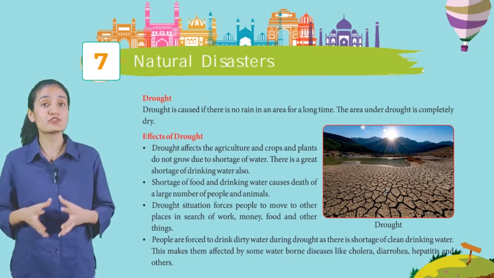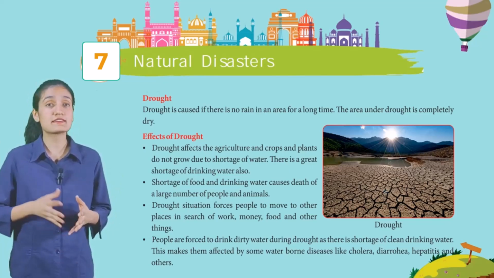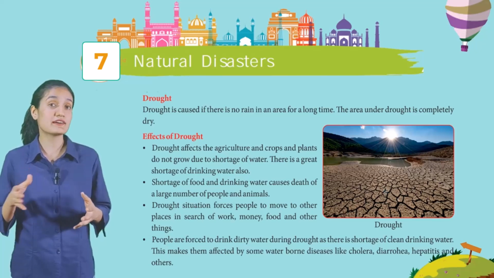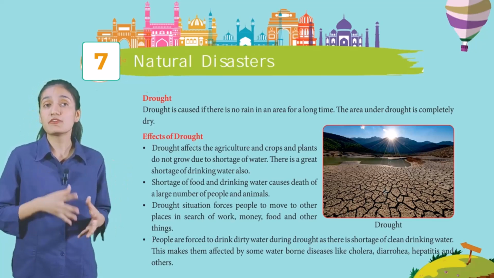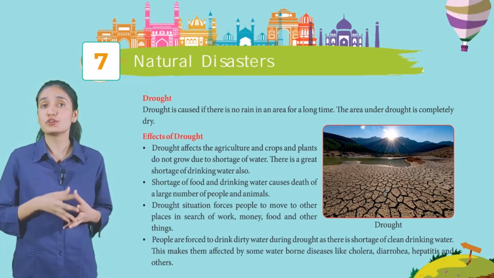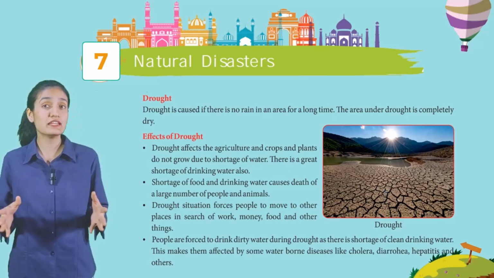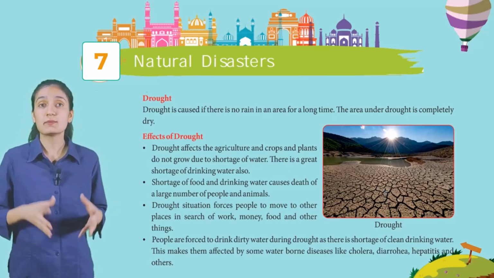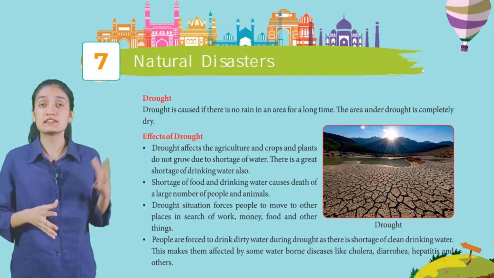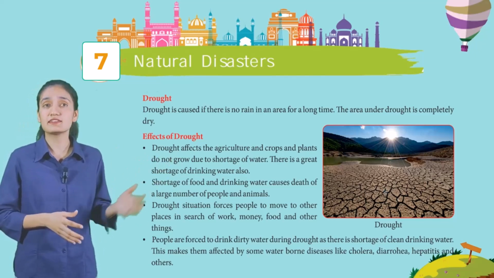Drought situations force people to move to other places in search of work, money, food and other things. People are forced to drink dirty water during drought as there is shortage of clean drinking water. This makes them affected by some waterborne diseases like cholera, diarrhea, hepatitis and others.